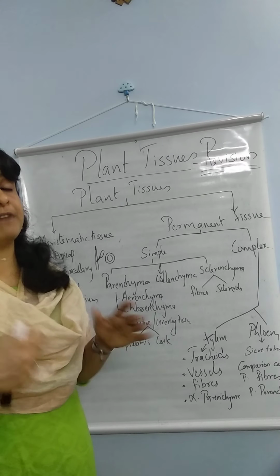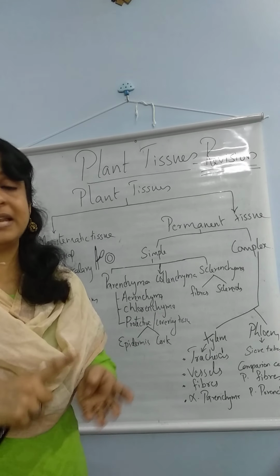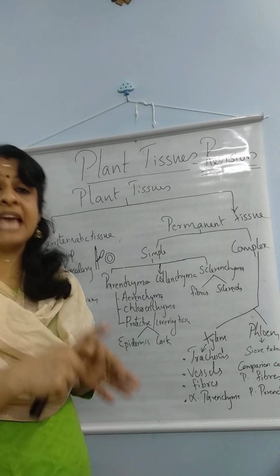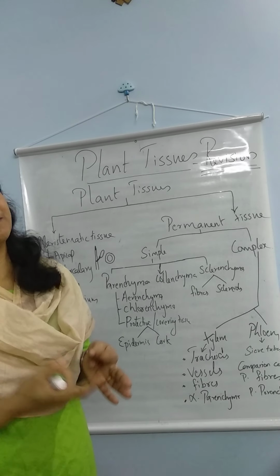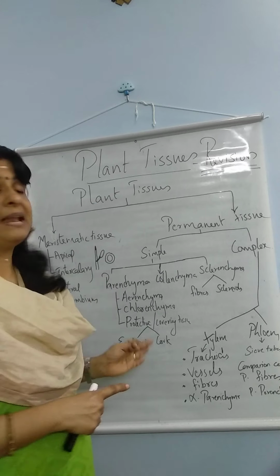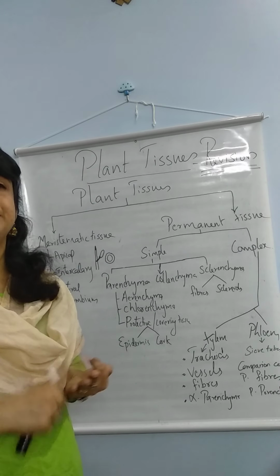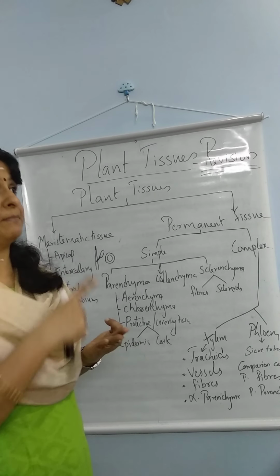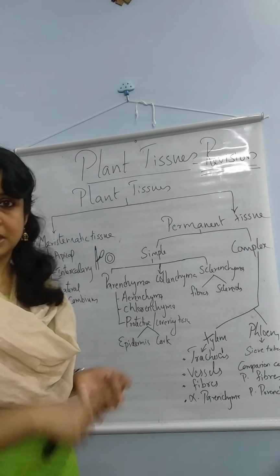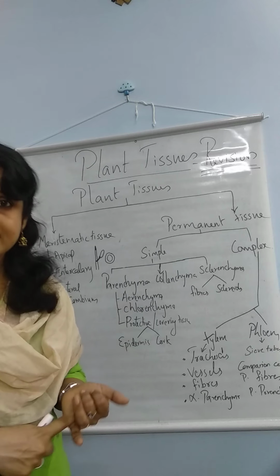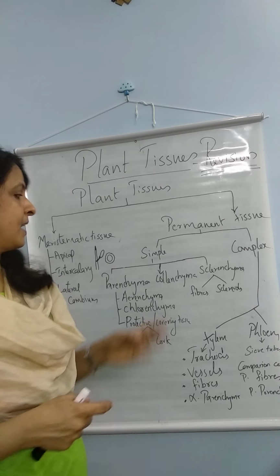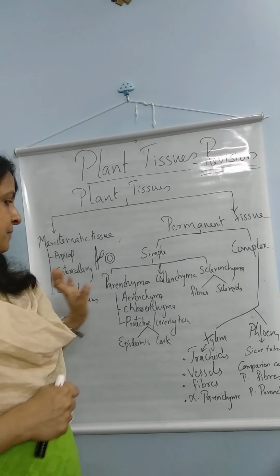So parenchyma, the functions can be, if it is chlorenchyma, it can do photosynthesis. If it is aerenchyma, it can provide buoyancy to the plants, and mainly it does the function of storage. It stores various things in the plants. That is, sometimes it stores food, sometimes it stores waste, sometimes it can store pigment. All these things are stored in parenchyma cells.